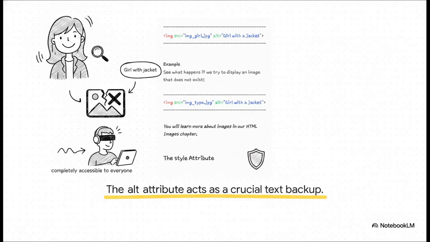Well, the fix is always using the alt attribute. This acts as a fail-safe text description to ensure your site remains completely accessible to everyone, including folks using screen readers. If the image cannot be displayed because of an error, let's say a typo like img_typo.jpg, the browser is going to gracefully display the alternate text, girl with a jacket, instead.